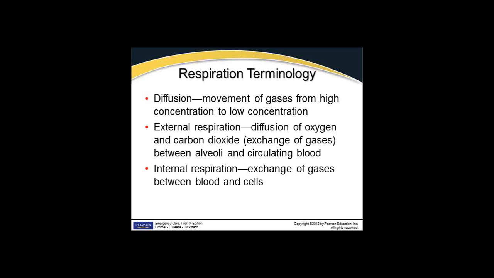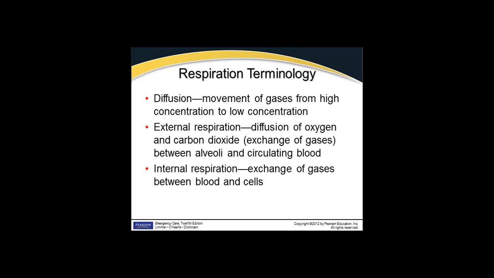We have external and internal respiration. These two terms have to do with the area in which the gas exchange is occurring. So external respiration is that which is exposed to the outside world. The only part of the respiratory cycle that is exposed to the outside world is that in the alveoli, because that came from outside air. So external respiration occurs in the alveoli, where the oxygen gets out of the alveoli and into the blood, and carbon dioxide gets out of the blood and into the alveoli.